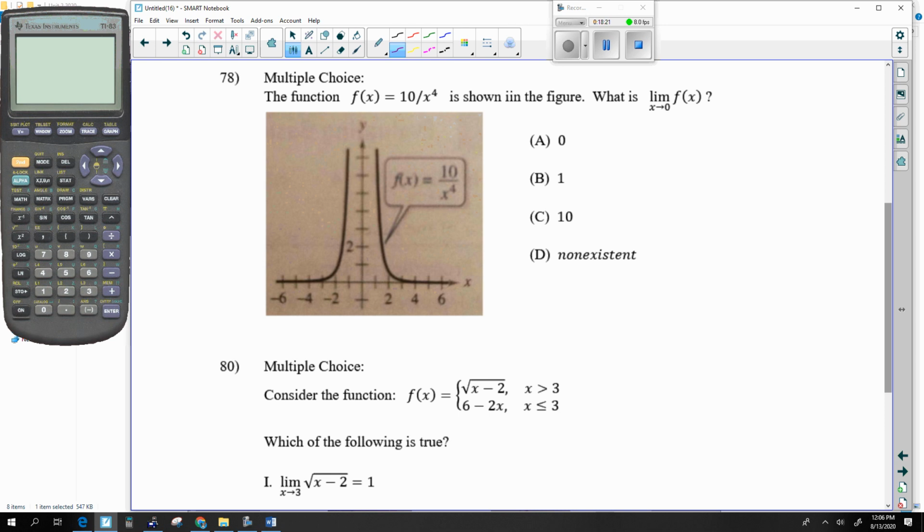The function 10 divided by x to the fourth is given, blah, blah, blah. What is the limit as x goes to 0? So that does not exist.